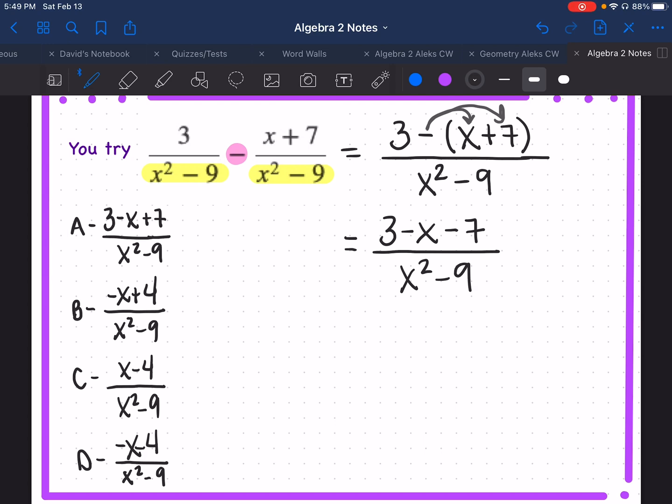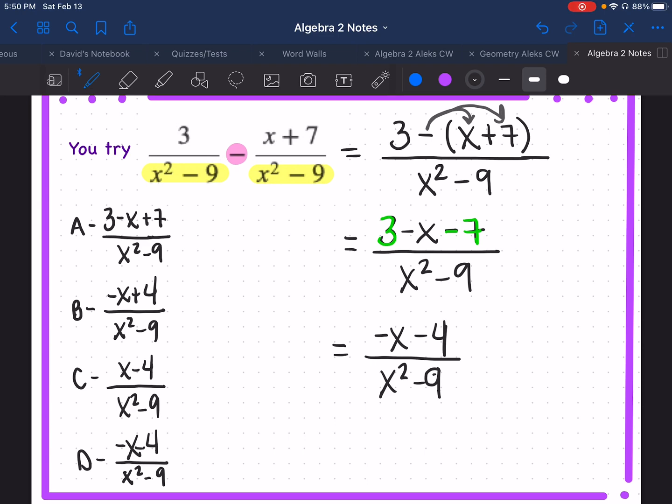All right, once you've done that, then you want to look for any like terms in the numerator that you can combine. I do see some like terms. Normally when I have 3, 4, or 5 terms, it normally means that 2 of them belong together and are alike. And our like terms here are going to be the 3 and the minus 7. So I just want to go ahead and pop in my calculator, or my brain, 3 minus 7 is negative 4.